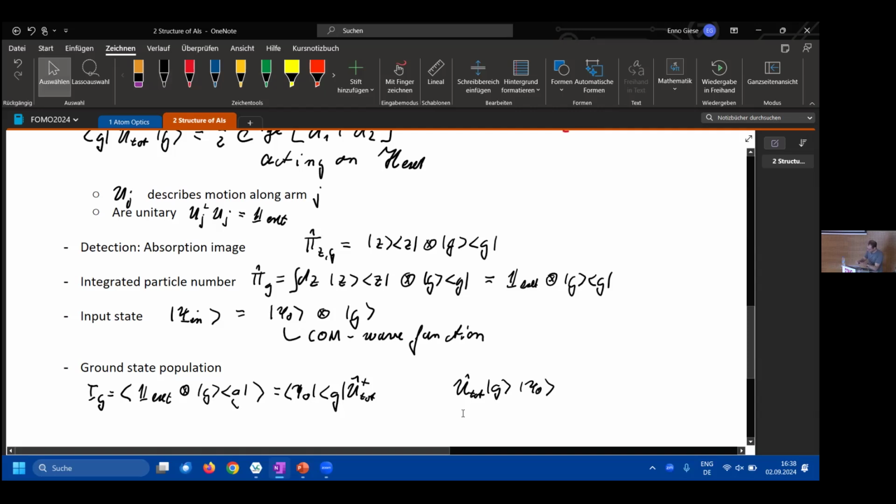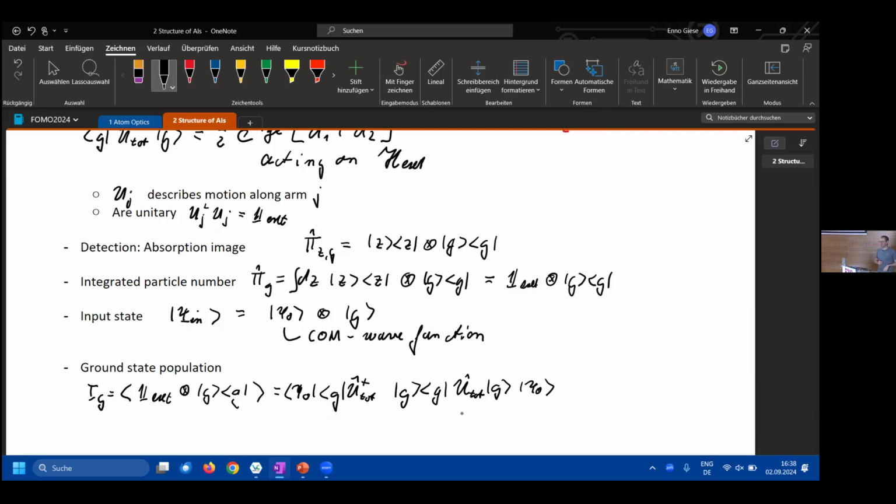In my projector, I also leave out the external motion, and that's actually what we have to calculate. I project now on this. And now you actually observe what we have right now, because at this point here we have this matrix element that I was talking about.